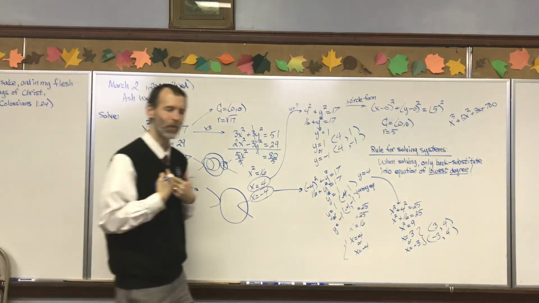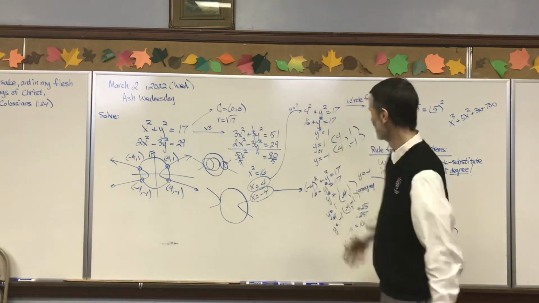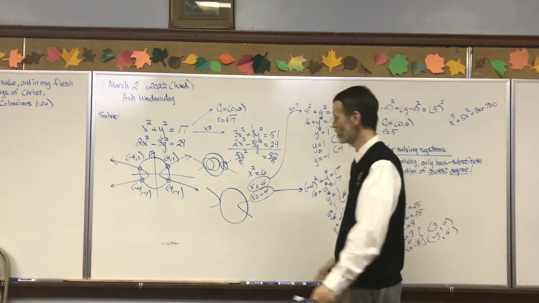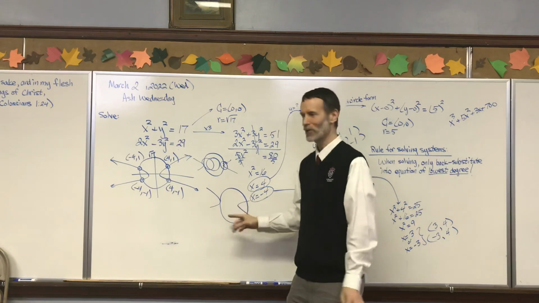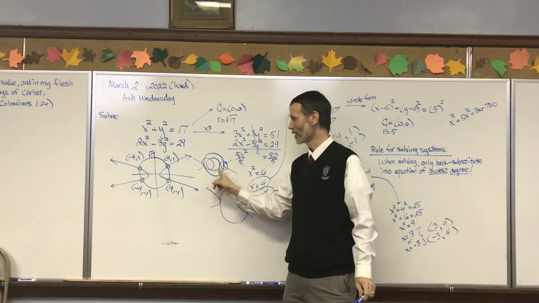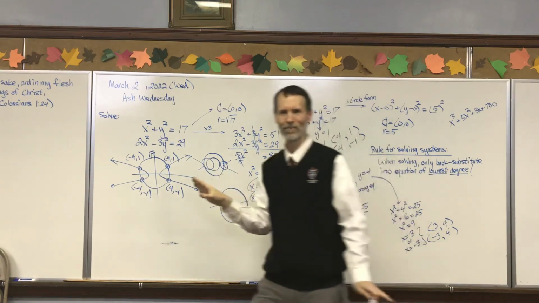How am I supposed to know which one is which? I don't, until the algebra tells me. If the algebra comes up with 3 solutions, I know it's like this. If the algebra comes up with a bunch of imaginary solutions, I know it's like this, where it doesn't hit at all. Does that make sense?